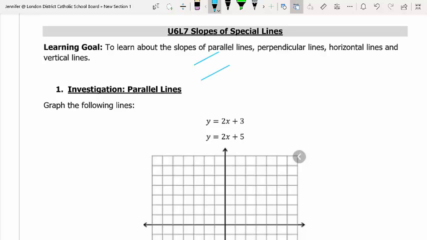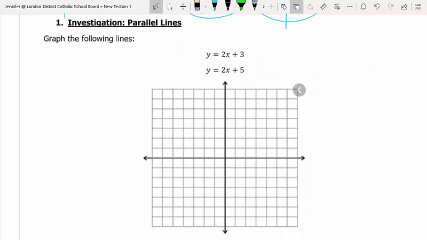So just in case you aren't sure, parallel lines are lines that never touch. Perpendicular lines are lines that intersect at 90 degrees. Horizontal lines are lines that go straight from left to right, and vertical lines are lines that go straight up and down. Okay, so to teach you about each of these special lines, I'm going to have you do an investigation. So, let's investigate parallel lines.